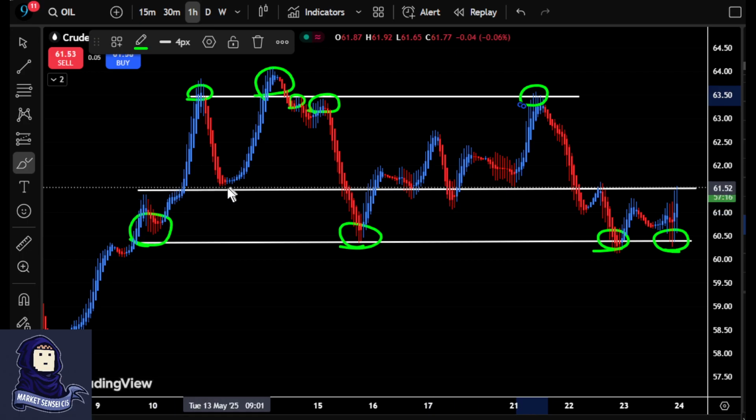And this should be an intermediate support area. So whenever it touches this area, expect some kind of move upwards as well.